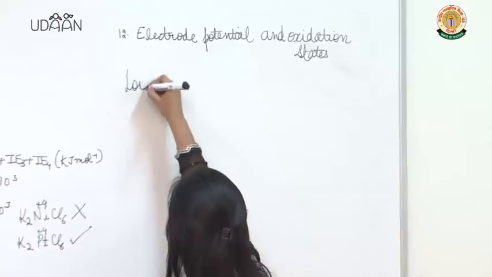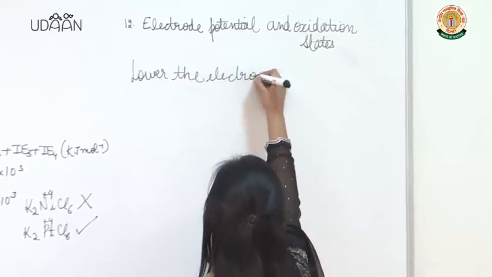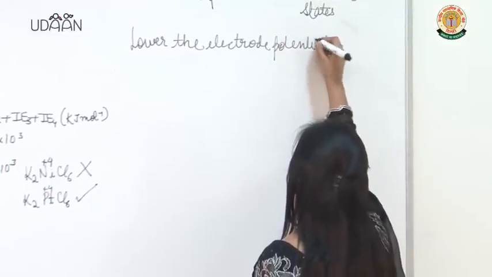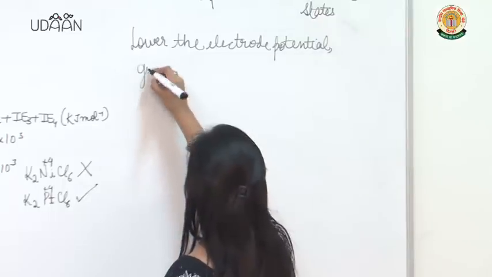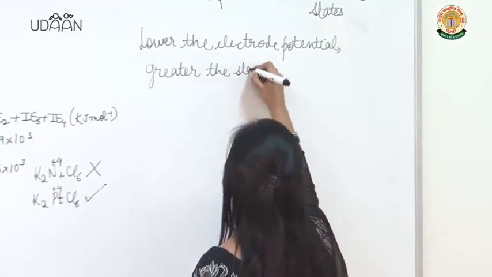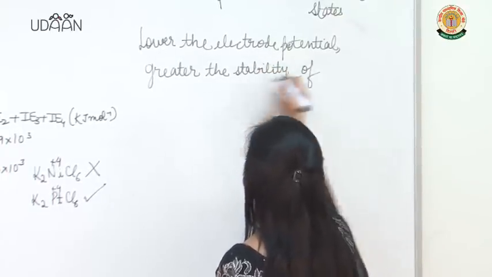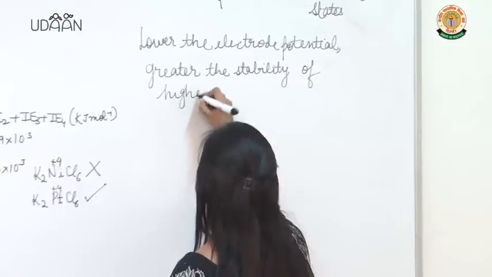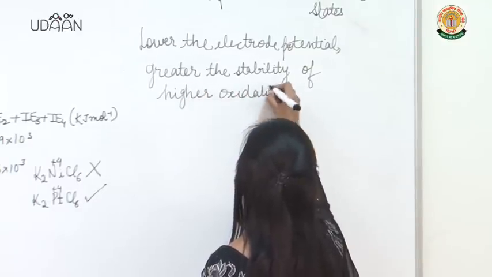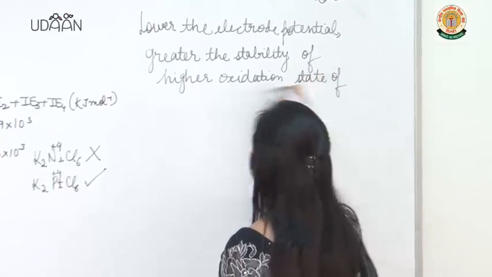Now lower the electrode potential, greater would be the stability of higher oxidation state of the metal in aqueous solution.